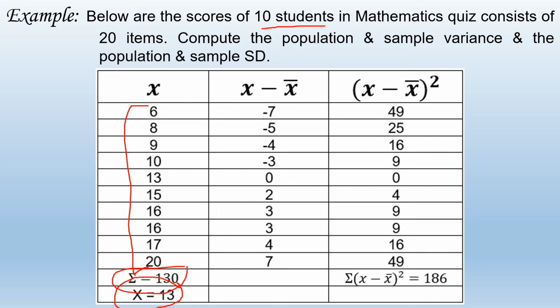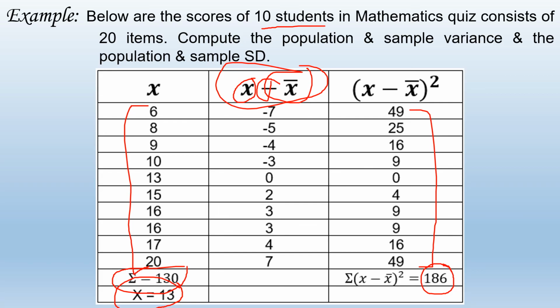Okay, now let's look at the value of this one. So -7. Again, we have to get this and then minus the value of x bar, and these are the answers. Right after that, we get the square. So -7 squared is 49, and so on. After that, we have to get the total of these. That is why we have 186.